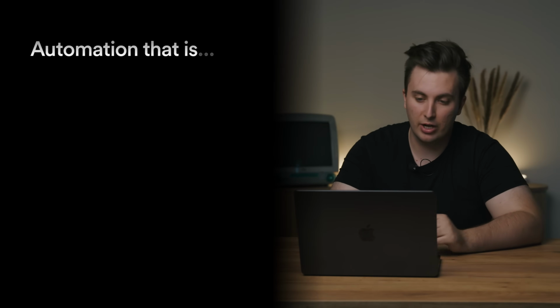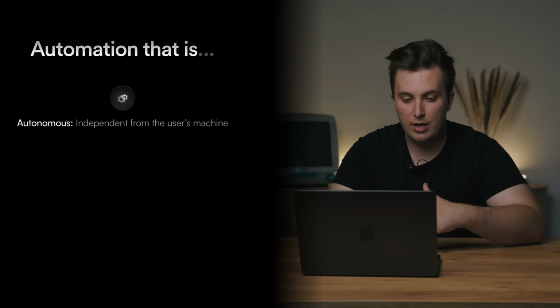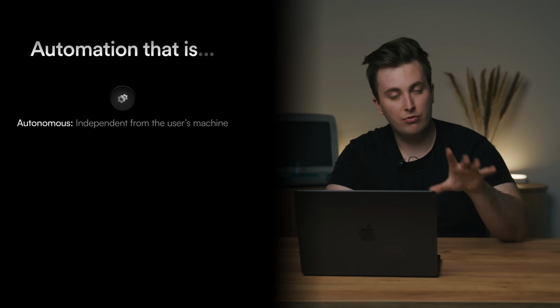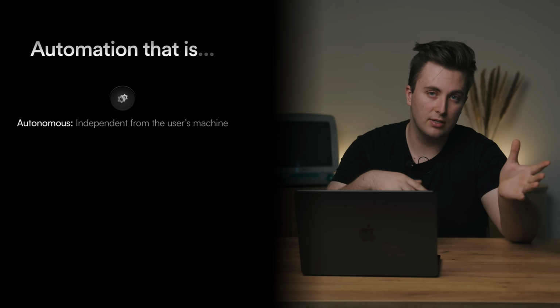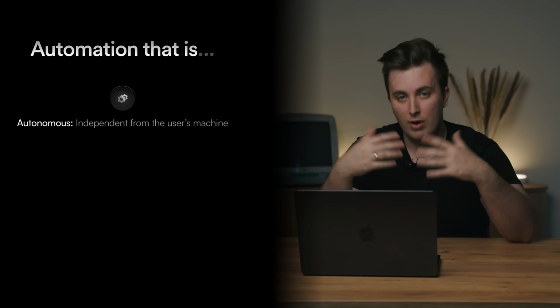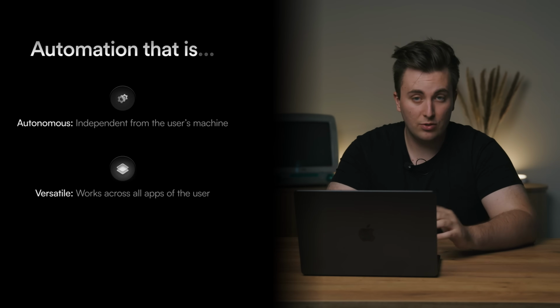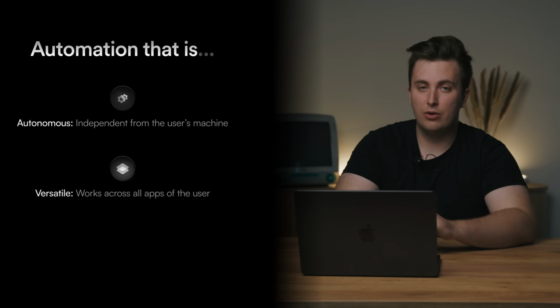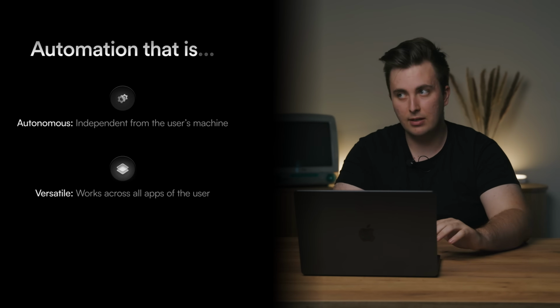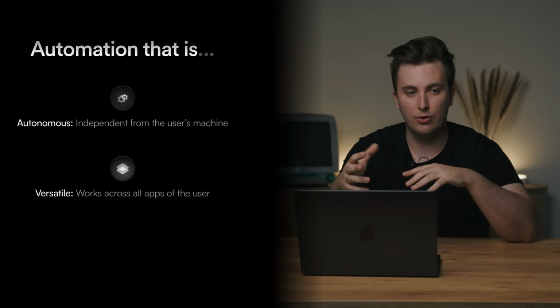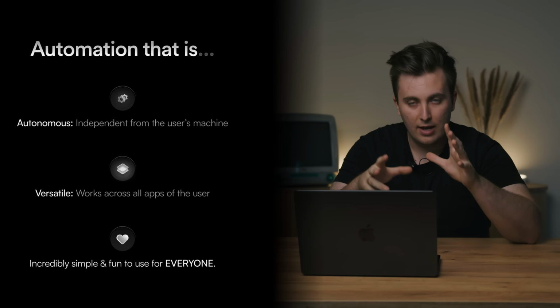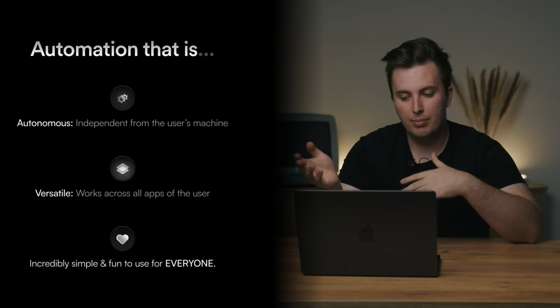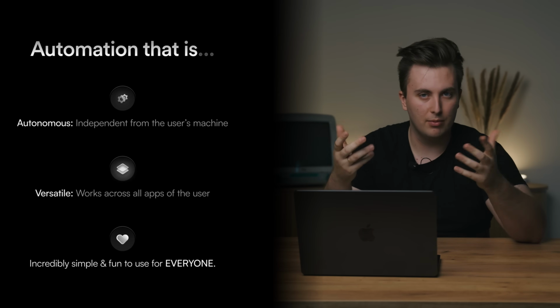We had 3 core challenges. To do our automation, we wanted it to be completely independent from your machine. So if you want to do something even while you're asleep or your computer is shut off, it has to be completely independent. It has to be versatile, so it has to work across all your apps. So it can't be dependent on APIs or MCP availability. And it should be incredibly fun and easy to use. Even a child or your grandma should be able to use it.